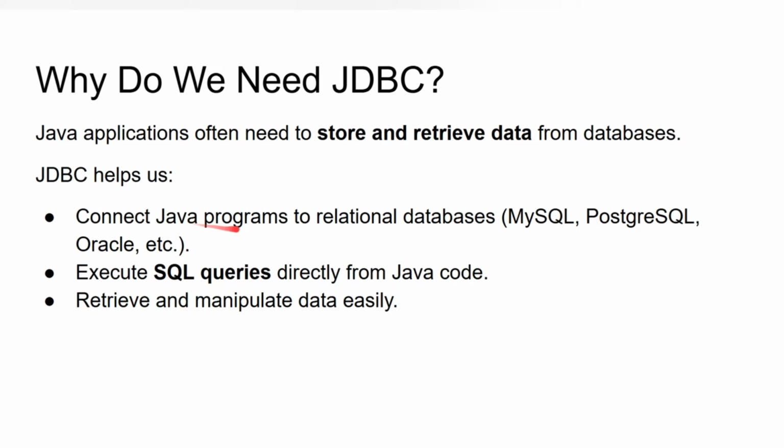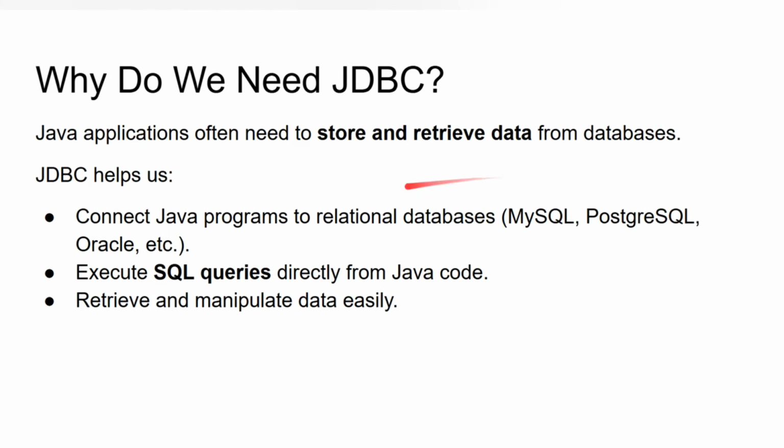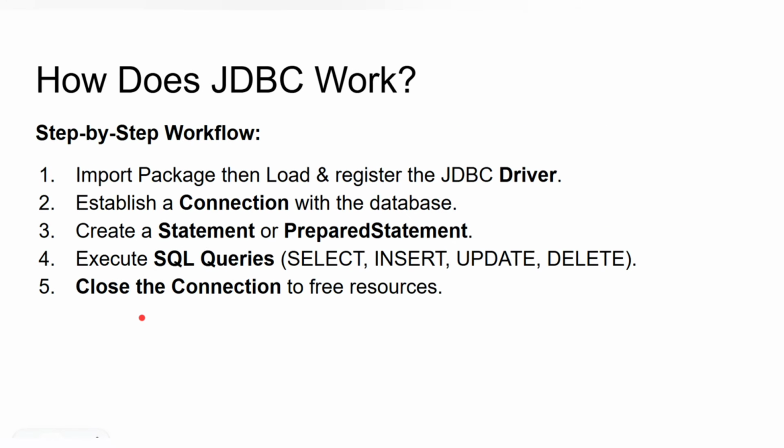JDBC connects Java programs to relational databases. So what are these relational databases? Different types of relational databases are MySQL, PostgreSQL, Oracle, etc. We will see MySQL in this tutorial. After that, we can execute SQL queries directly from Java code. With the help of SQL queries inside the Java code, we can directly call the database. Then we can retrieve and manipulate data easily.